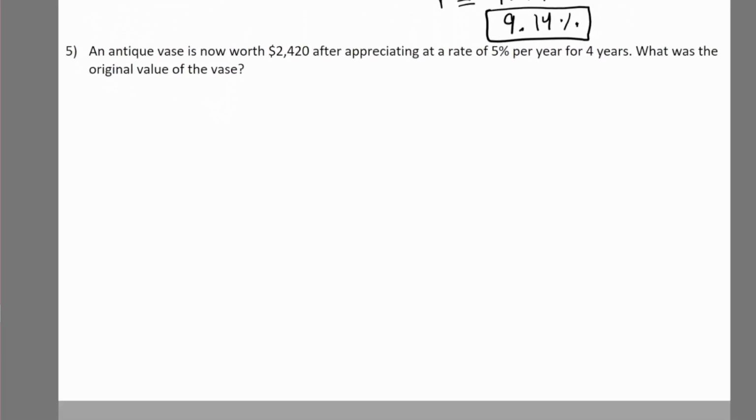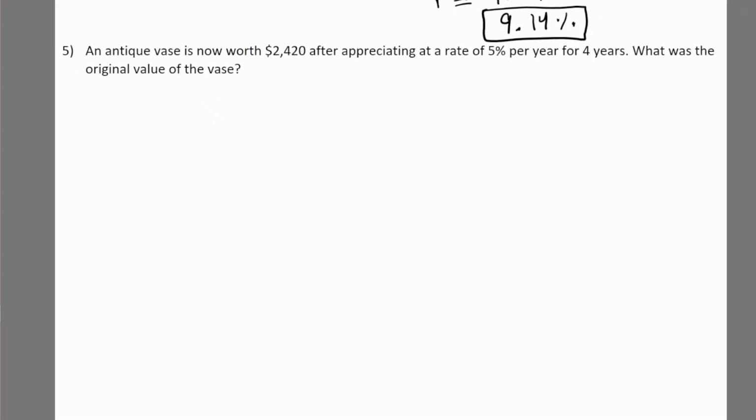Okay, let's take a look at question 5. An antique vase is now worth 2,420. So now worth, this is the current price of the vase. This happened after appreciating at a rate of 5% per year for 4 years. So n is equal to 4 and r is equal to 5. What was the original value of the vase? So we want to know the original.